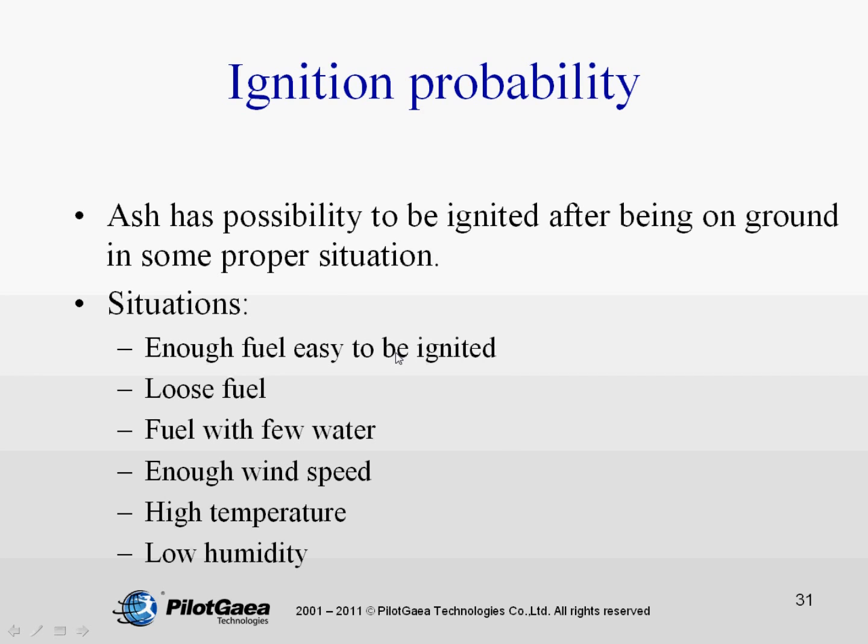Ash has the possibility to be ignited after being on the ground in some proper situations, including enough fuel that is easy to ignite, loose fuel, fuel with little water, enough wind speed, high temperature, and low humidity. Besides, the type of country and vegetation that the ash is on must be taken into consideration, and then the situation of spotting can be made sure.